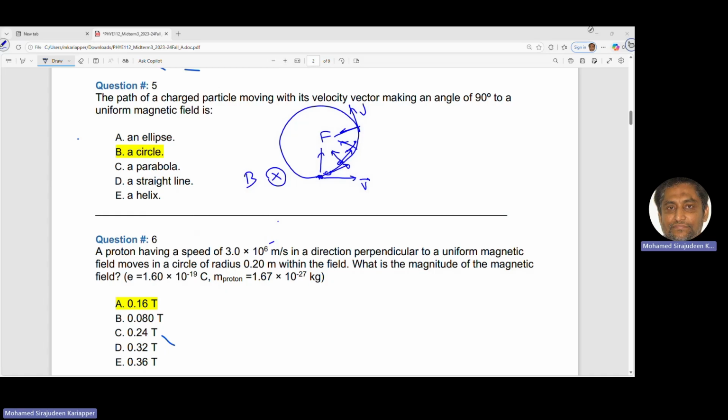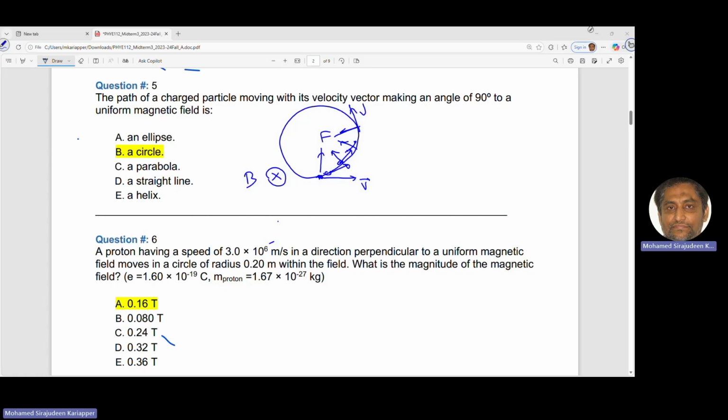So if I want to summarize it, when a charged particle has a velocity only perpendicular to the magnetic field, it will describe a circular path. So that's why the answer is circle. What if it has a component in both? It has a perpendicular component, and also a component parallel to the magnetic field. It will be a helix.